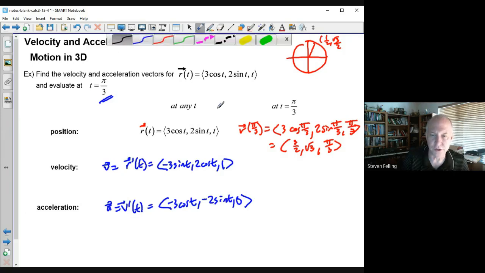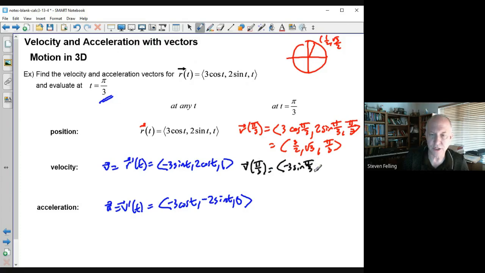That means that you could say, okay, the velocity at the place where the parameter is pi over 3 is negative 3 times the sine this time of pi over 3, 2 times the cosine of pi over 3, and then 1. And so this would be negative 3, and the sine of pi over 3 is the square root of 3 over 2, so that's going to be negative 3 square root of 3 over 2, and then this is going to be 1/2, so 2 times 1/2 is 1, and then 1. So that gives me not only how fast the particle or object is moving, but also its direction.